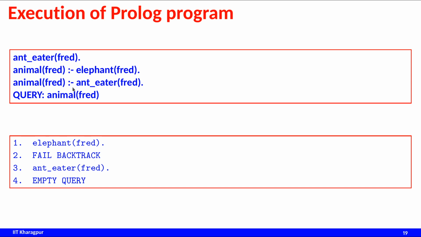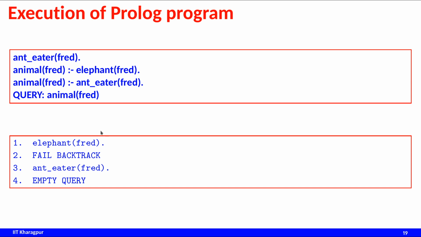So now I have this animal friend, which will try to match with the other rule, because I have already explored this part. Now animal friend will match with this one. If this can be true, if elephant friend is true, I will check whether this is true or not, and this is the ground truth. So I have an empty query, nothing to check. So it will say yes.